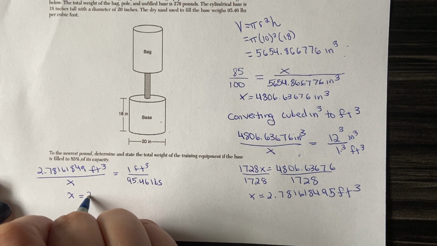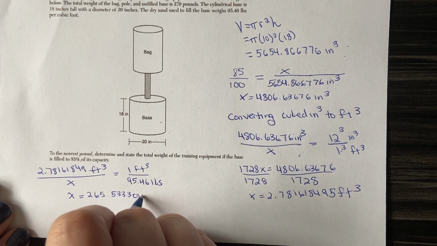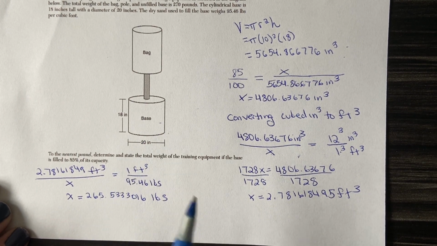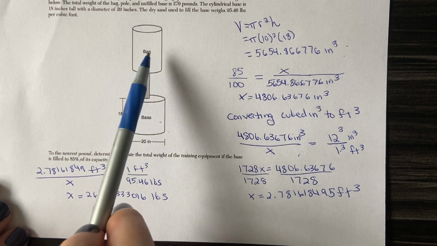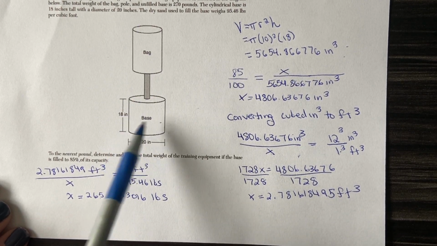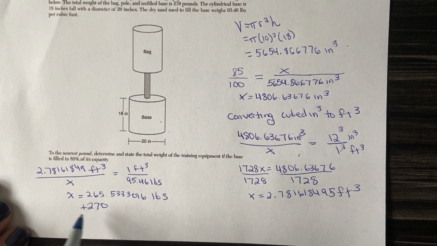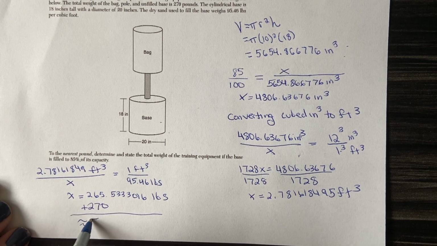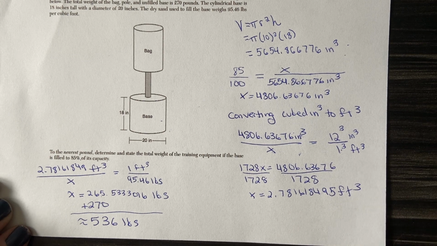So you end up having 265.5333016 pounds. So this is how much the sand would weigh in the bottom of the weight. So we still have to remember that just the bag, the pole, and the base, which was empty before, was 270. So we're going to add these two numbers together, and then to the nearest whole pound, that's going to be my answer. So you get 536 pounds would be your final answer.